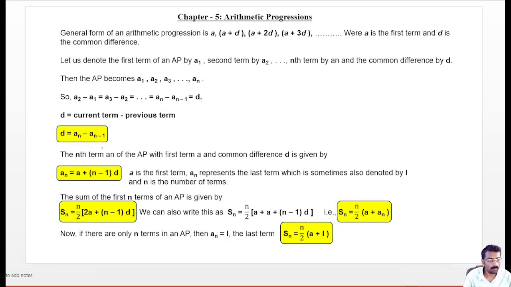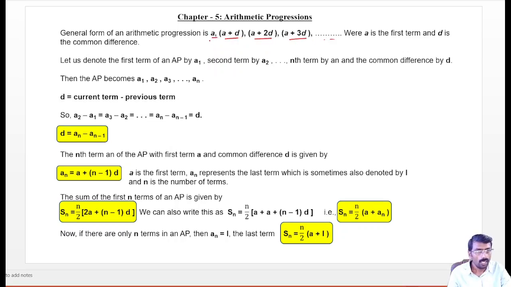General form of arithmetic progression. The general form is written in this manner. A is the first term. A plus D means the first term added with the common difference, and that would be the second term. If we add 2 times the common difference to the first term, that becomes the third term. And if we add 3 times the common difference to the first term, that becomes the fourth term, where A would be the first term and D would be the common difference.